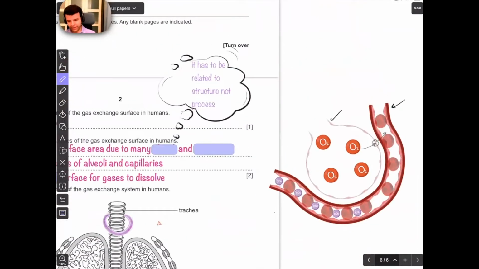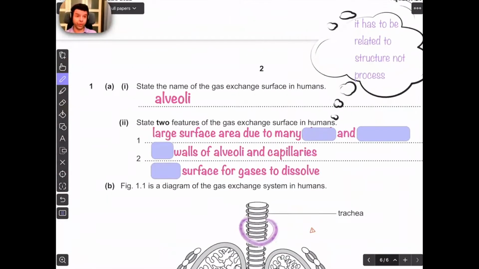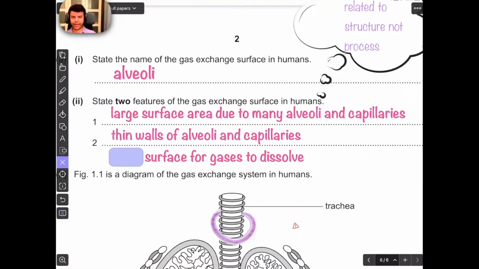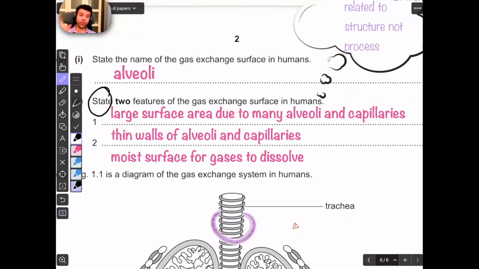So once again, you need only to write two. If you write three, they would just ignore the third one, right? So I'll say large surface area due to many alveoli and many capillaries. Another one is that the walls of alveoli and capillaries are thin. Third is that the surfaces are moist so that gases can diffuse, right? In questions that start with state, you don't need to give any explanation. You just need to make a list of items, just like the way we've done it here.